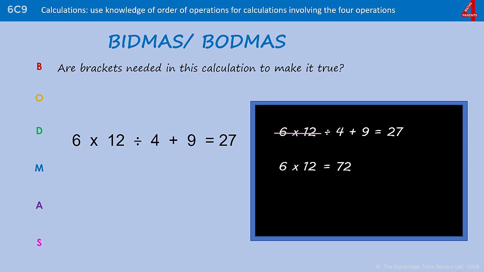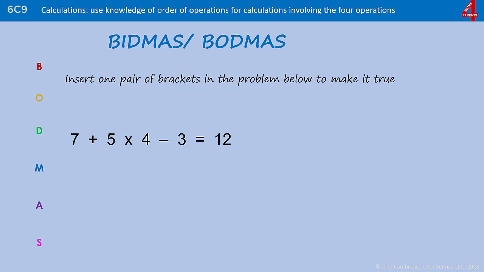The next operation is division, because that's more important than addition. 72 divided by 4, that's 18. Now we have 18 plus 9, and that's 27. So we dealt with the multiplication first, then the division, then the addition, which is correct according to BODMAS. We didn't need any brackets to make that correct.